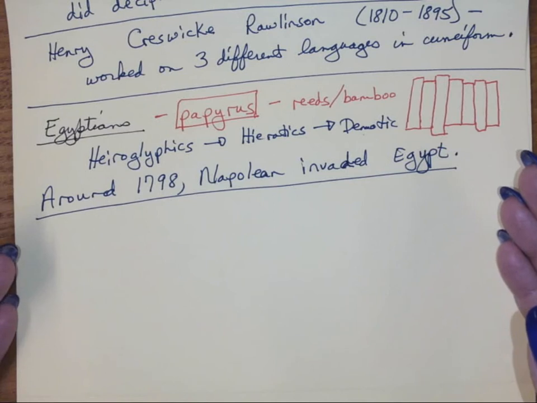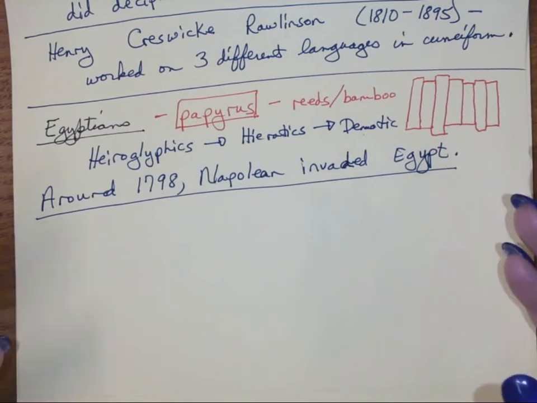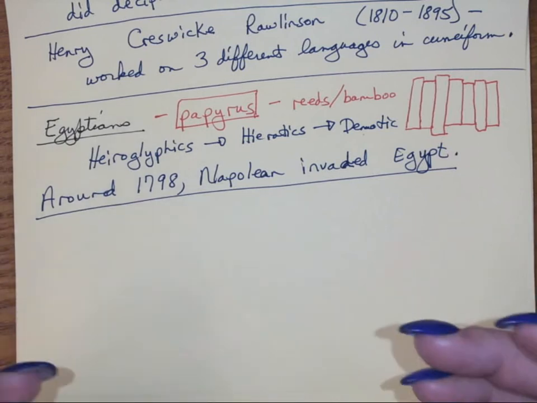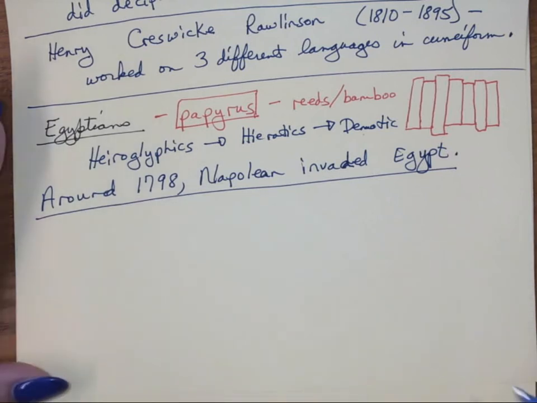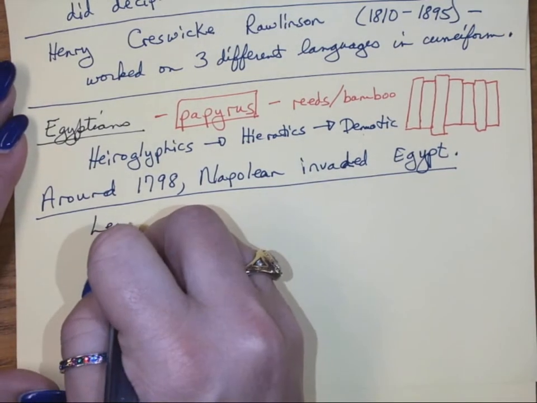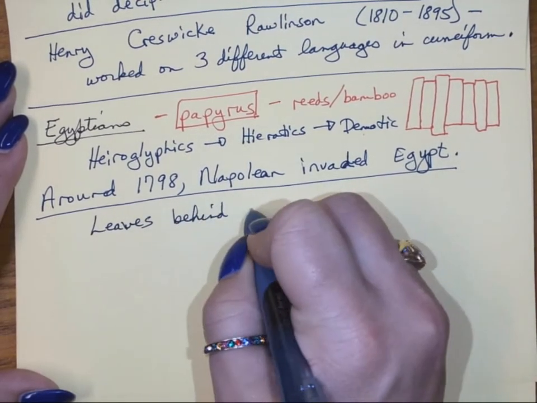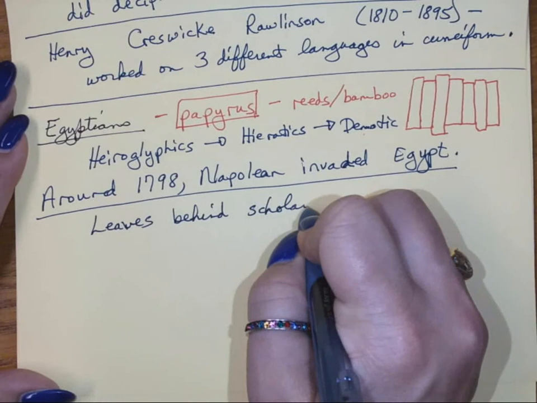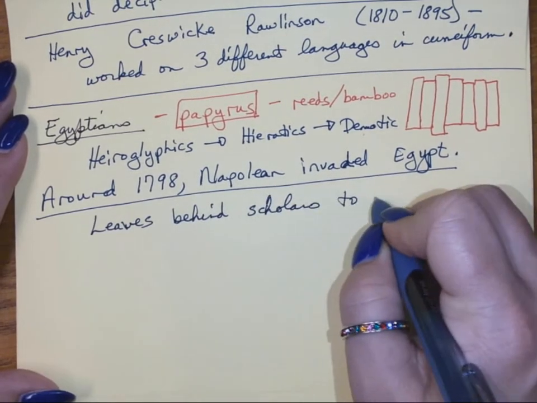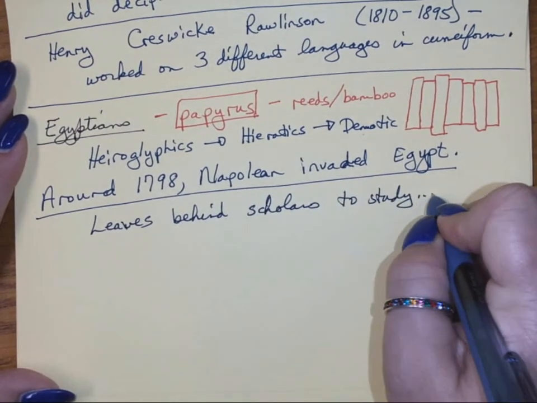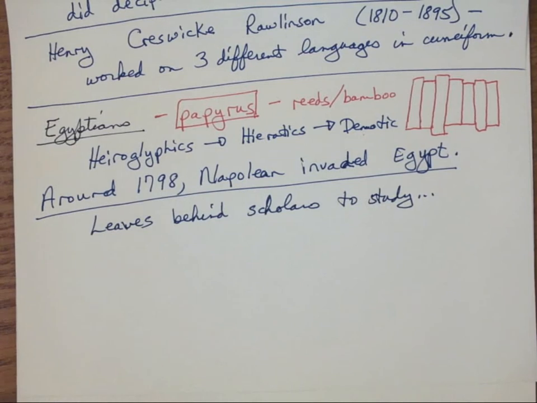However, he doesn't have any intention of staying in Egypt. So when he comes, he's like, oh, I'm going to bring a group of people who can occupy. Okay, so he leaves behind people that he called scholars. And he thought that these scholars were going to be occupying in his name and making a name for the French and yada, yada, yada, and taking over.